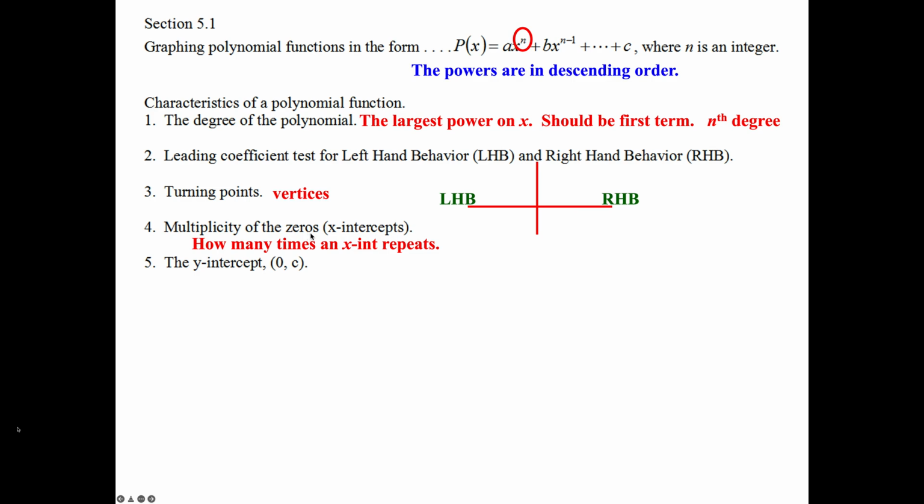Multiplicity of a zero, or zeros are technically called x-intercepts. Multiplicity means how many times an x-intercept repeats itself, and it shows that in the graph. And then we're going to talk about the y-intercept, which we already know, that's 0, comma c. So if you put 0 into all those x's, only thing you're left with is c at the end.